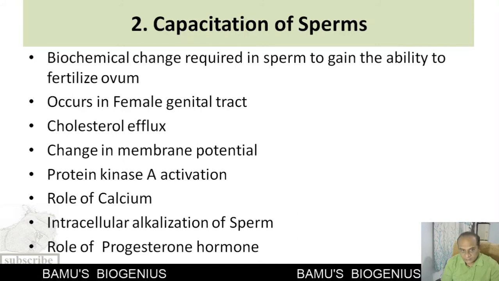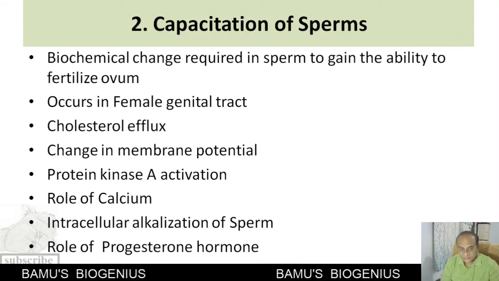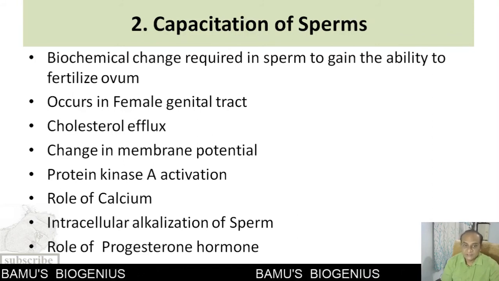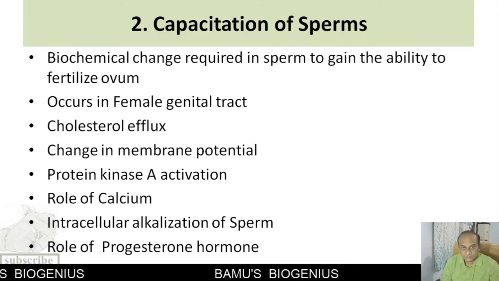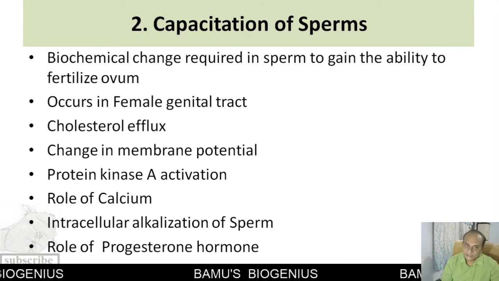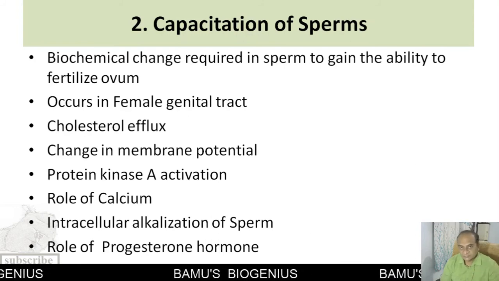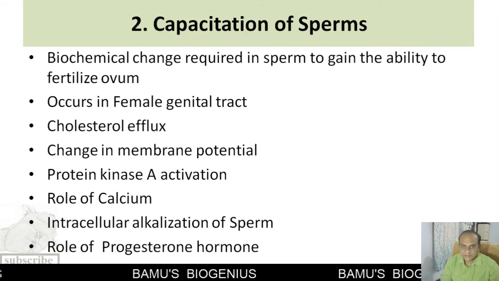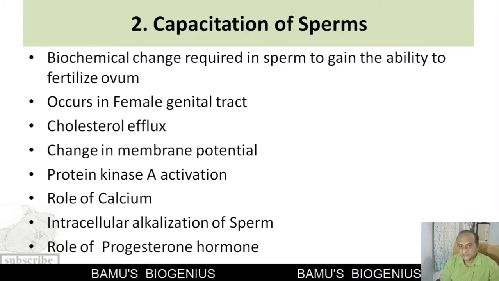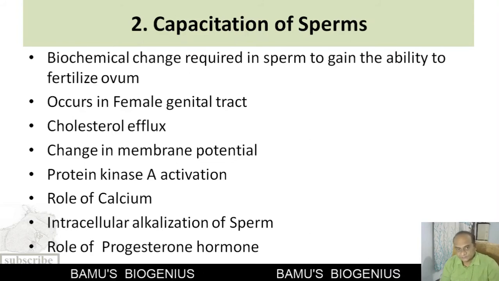So you can see that all these different kinds of chemical reactions that are taking place inside the sperm enable the sperm to move towards the ampulla region and fertilize the egg. So for all these reactions, a time is required, and in that particular period, this capacitation takes place.